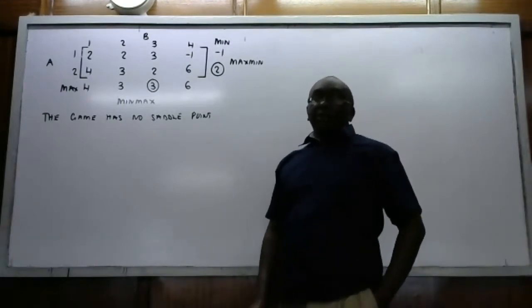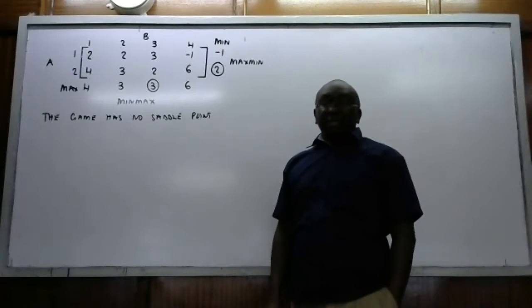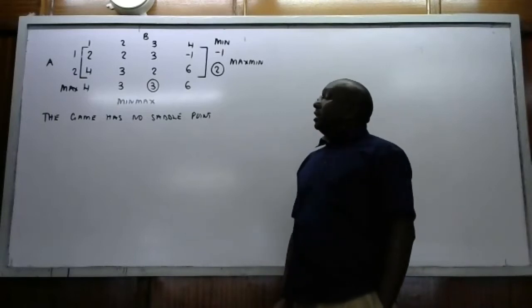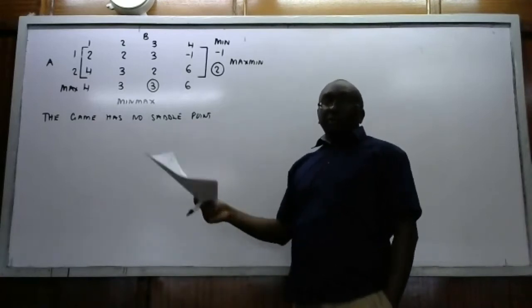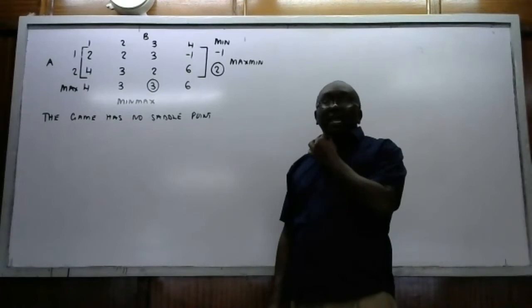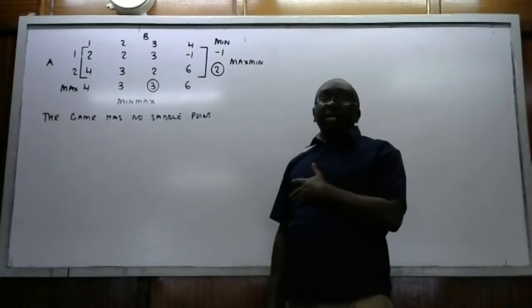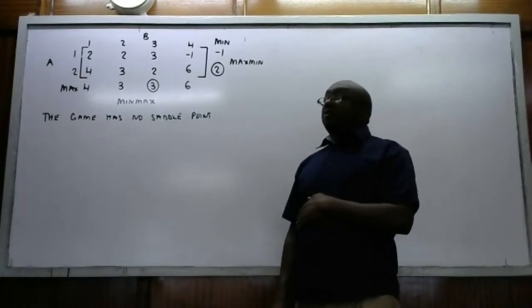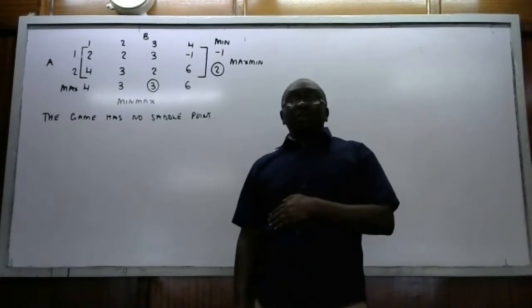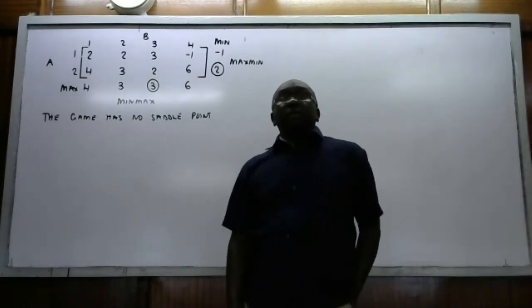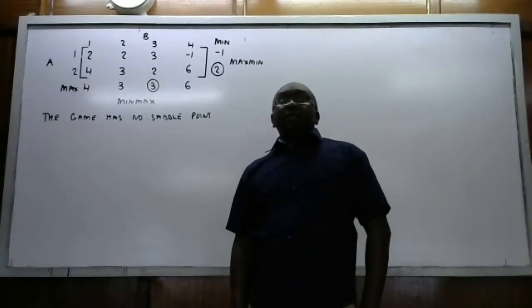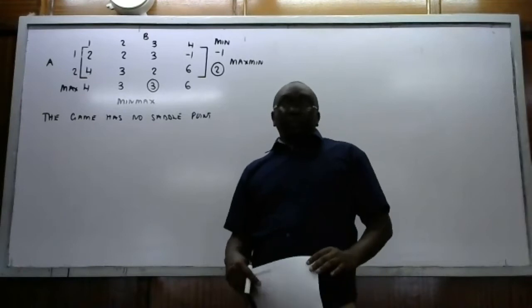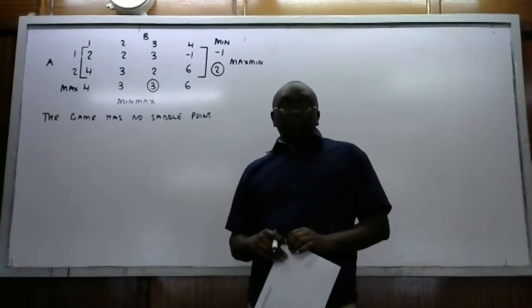When the game has no saddle point, if you remember the flow chart, the next thing you ask yourself is, is it a 2 by 2? Like what you have done with question 1. If the answer is yes, you solve using algebra. But now for this one, the answer is no. So if it is no, you apply what? Dominance. What is called dominance rules. And dominance is aimed at reducing the game to a 2 by 2.